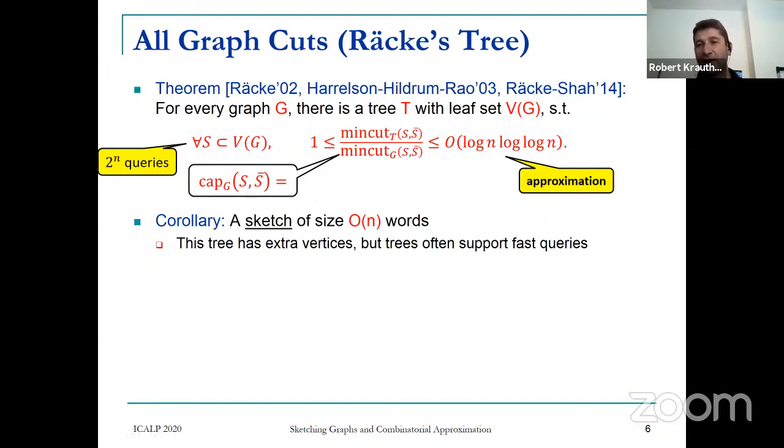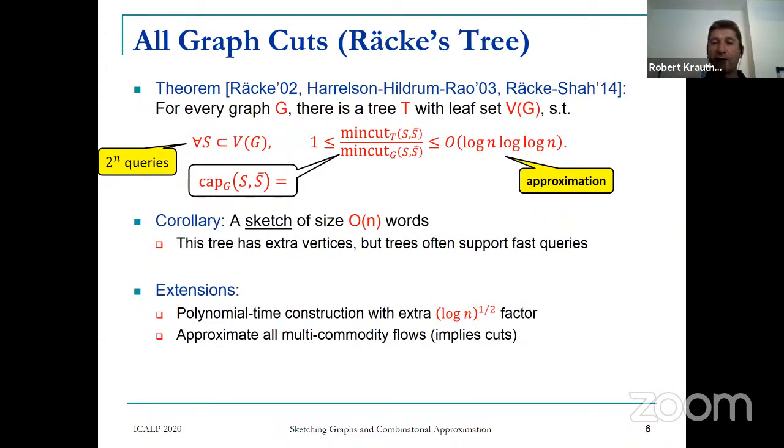Of course, once you have a tree, that's a very useful object, because on a tree, often you can compute your queries or computations very fast. Now, this result is existential. There are extensions: if you want to compute it in polynomial time, then the results that we know today lose a little bit in the approximation.